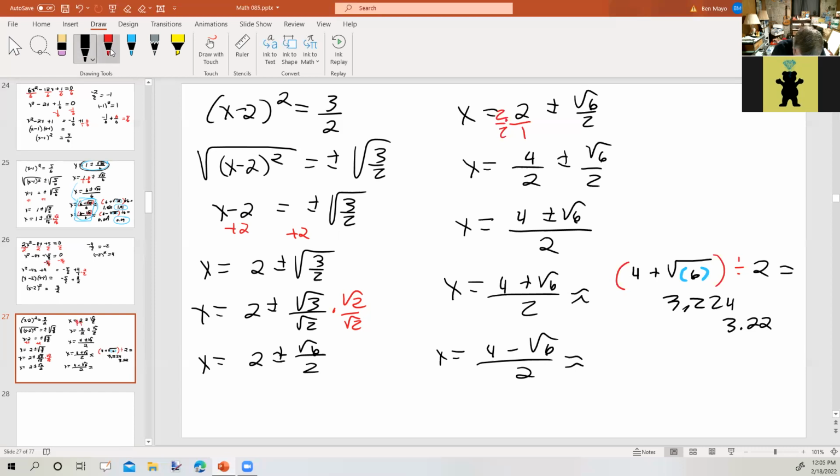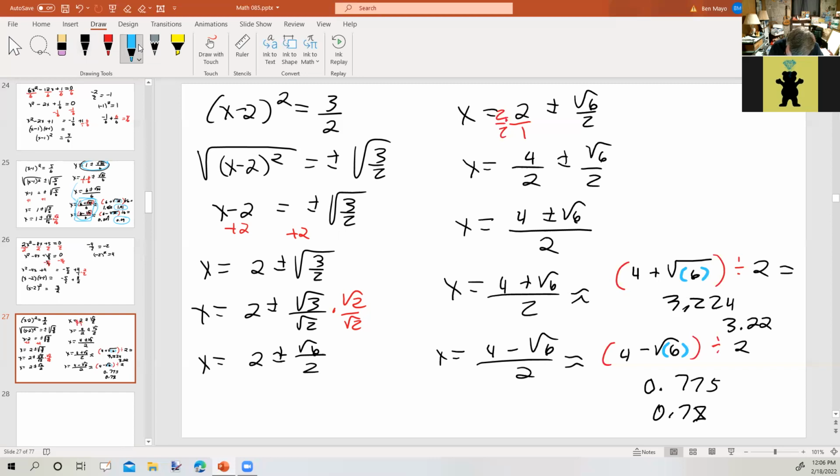And then the minus: 4 minus the square root of 6, divided by 2. And hang on a second here. I've got 0.775, so that's going to be 0.78.